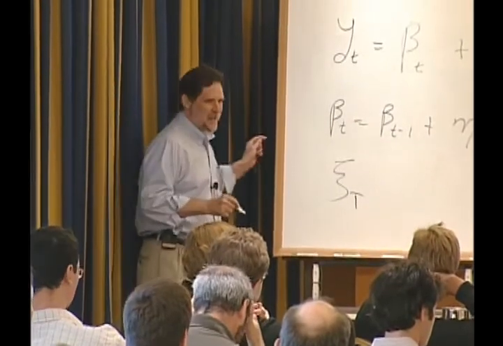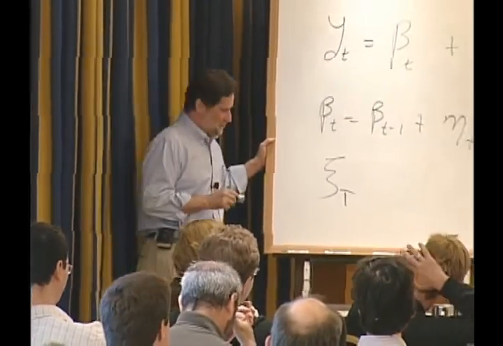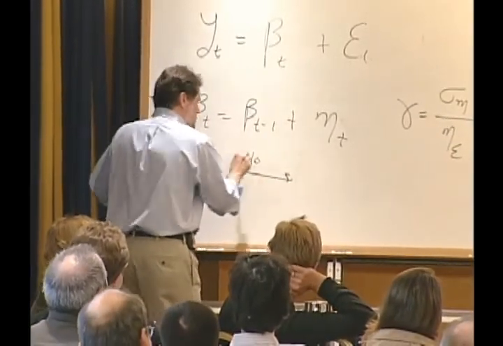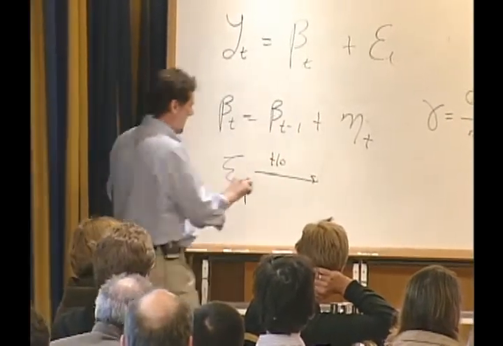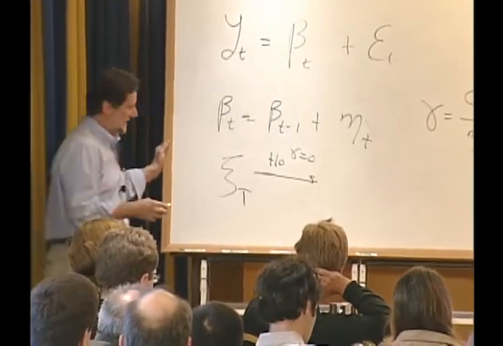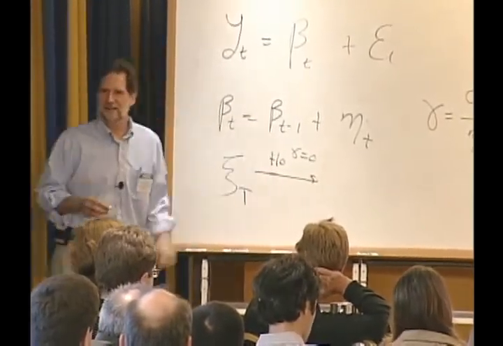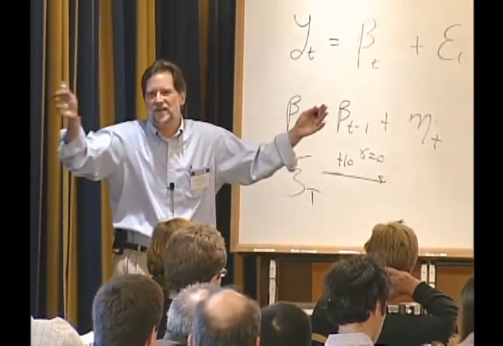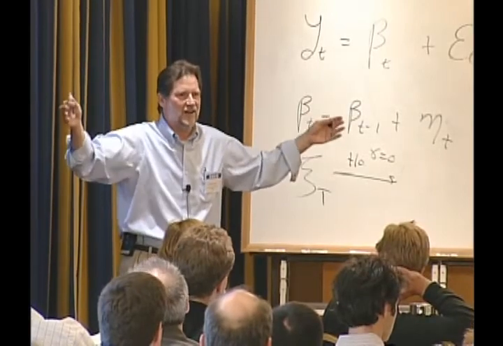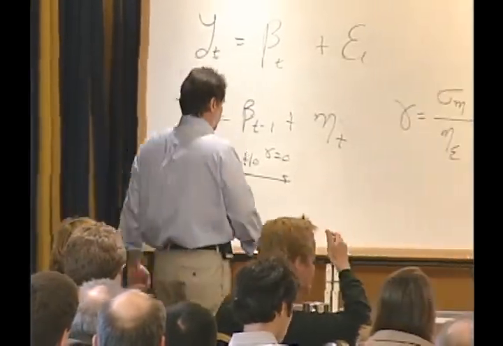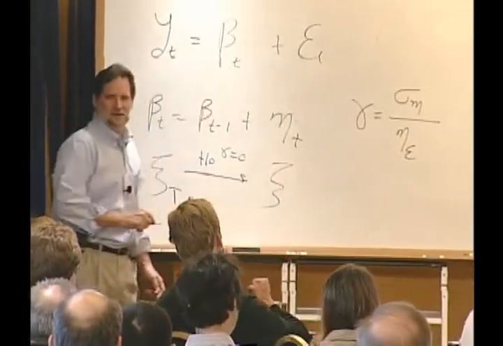And what did we do yesterday? Yesterday we showed that under the null, that is, if gamma is equal to 0, this statistic converges to something. And we figured it out. We figured out its quantiles, those were critical values for the test. So this statistic converges to something, let's call it squiggle.